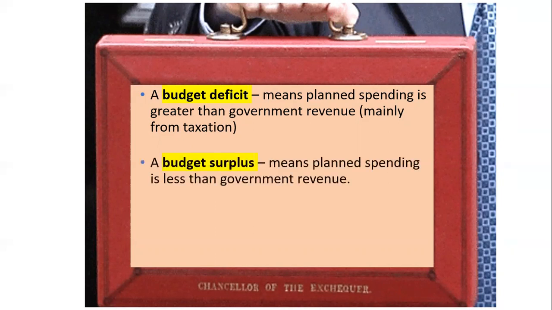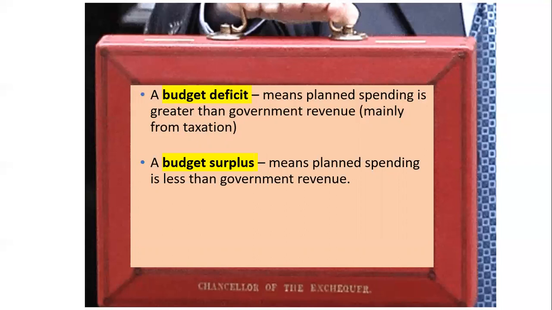A budget surplus means that planned spending is less than government revenue. So in actual fact, the government is bringing in more revenue than what they're spending. They're spending less, but more money is coming in. Again, think about when they would want to operate a budget surplus. Maybe the economy in the past was spending too much. Maybe we need to cap spending and look at building up a budget surplus in order to invest in larger projects later on.